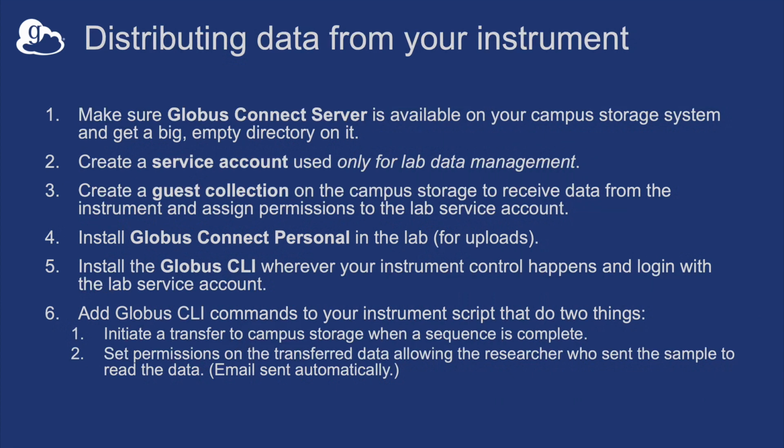Here's the plan. First, we'll get a directory on the campus storage with a big quota where the data from the instrument can be loaded. Then, we'll create a Globus account that will be used for the lab automation. Next, we'll create a guest collection on the campus storage and give administrator privileges on the guest collection to the lab service account. We'll install Globus Connect Personal on the lab system so we can transfer the data from it, and we'll install the Globus CLI so we can use it to automate the transfers and sharing. Finally, we'll write a script for the lab operators that in one step transfers the data from a new sample to the campus storage and shares it with the researcher who requested the scan. Okay, now let's do it.